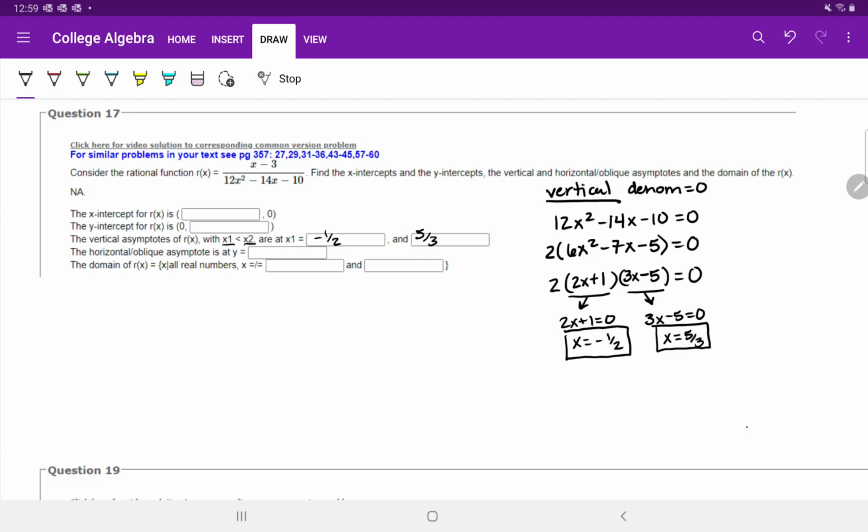These two pieces of information also answer the question about domain. Since these are places where our denominator equals 0, our domain cannot include these two values, so we can put them right here as well.